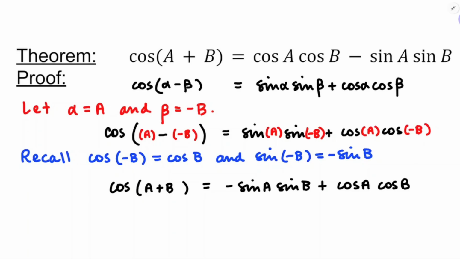I'll have cosine of a plus b equaling, okay, well that sine of negative b became negative sine of b, and I'll factor the negative out the front. And then cosine of negative b became regular cosine of b, and this is what I was hoping to show you.